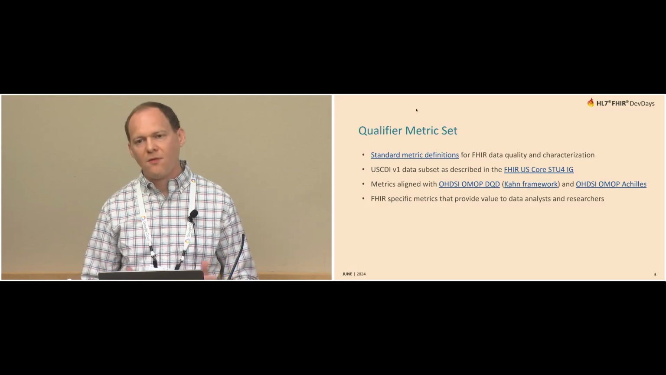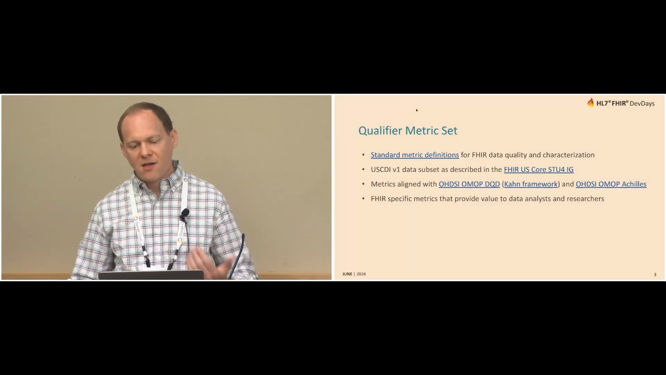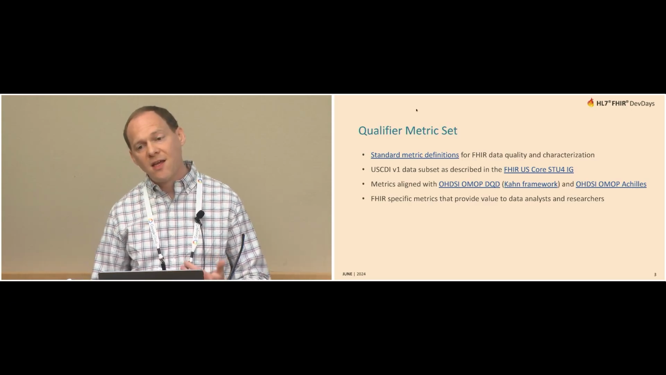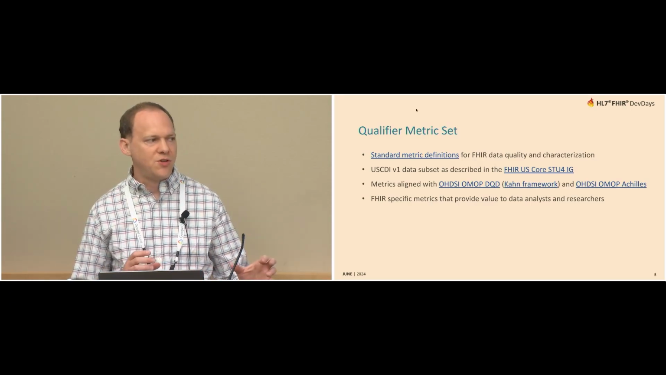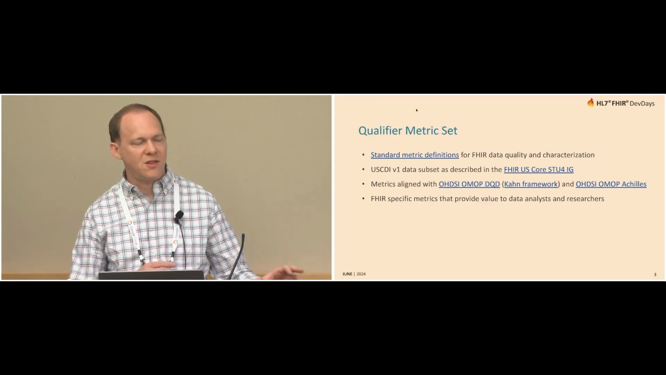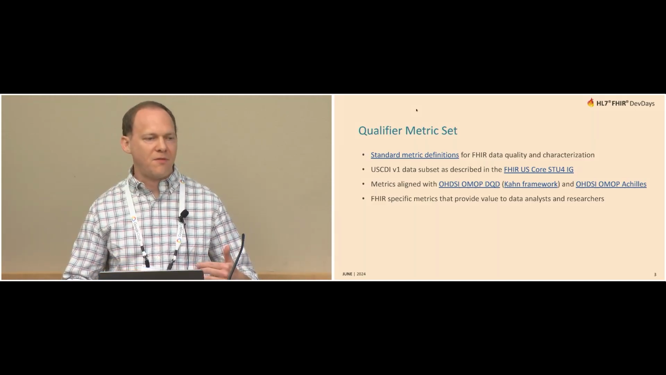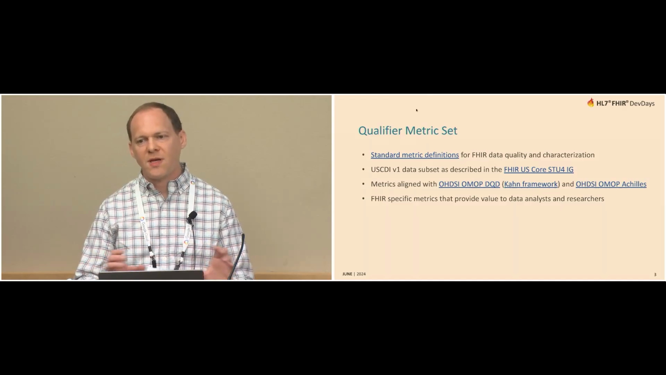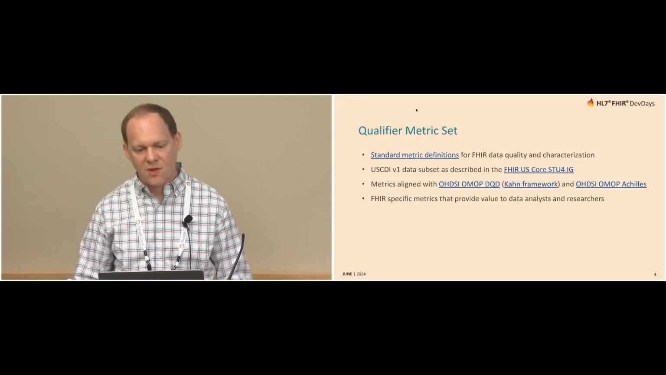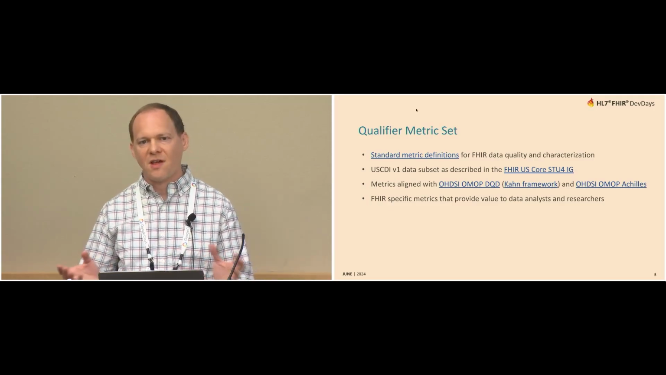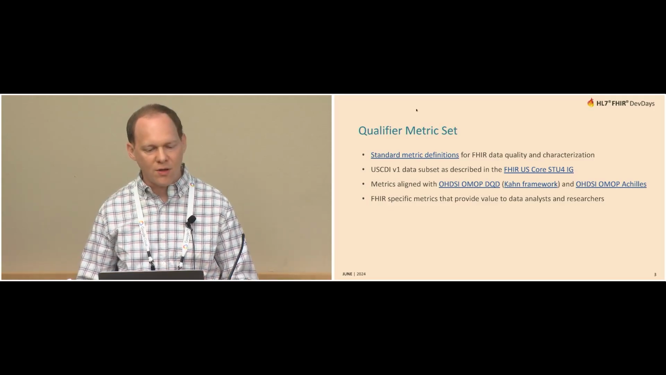And so in this qualifier metric set, we tried to develop some standard metric definitions for data quality and characterization. And the idea there is that if you have two institutions with totally different implementations of their data backend, as long as they're using these qualifier definitions, the metrics should be comparable across systems. So it creates that neat ability to have a standard language to talk about data quality.